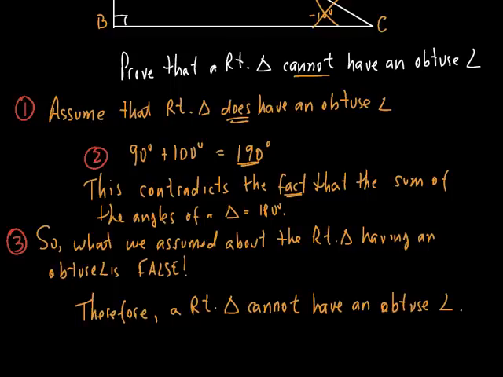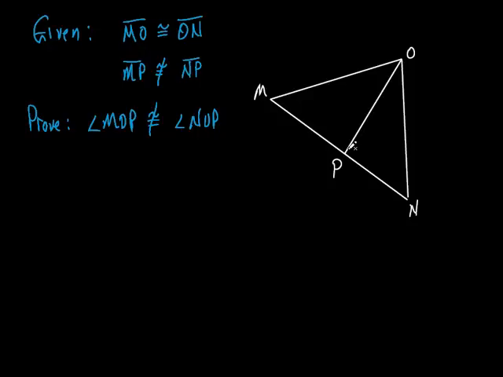Let's try one more, okay? And just to kind of get us in the swing of things, and then we'll be done. Okay, this kind of looks like a regular proof, doesn't it? But again, what are you trying to prove? You're trying to prove that something is not equal to something else. So that gives you a big indication that we're going to go indirect proof here.